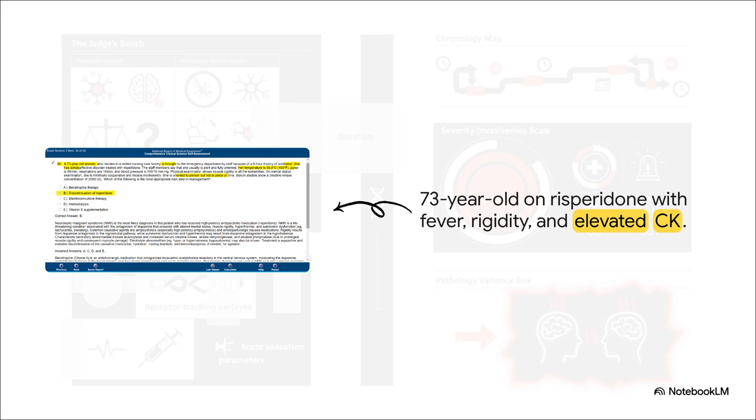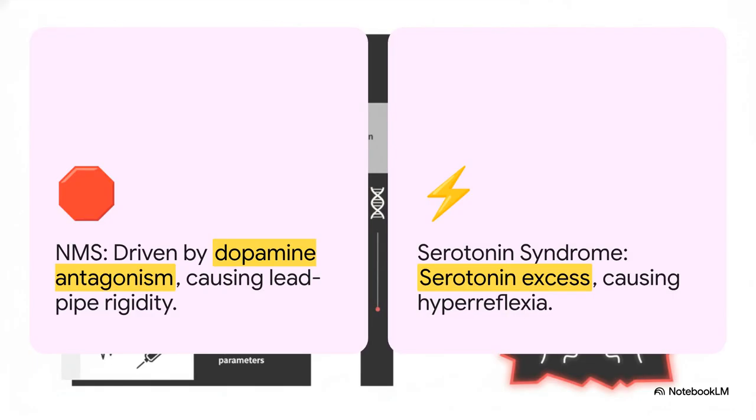The trap here is misidentifying the underlying receptor pathology when confronted with a high-potency antipsychotic toxidrome. Now, what's truly fascinating here is the reflex divide. Both conditions give you fever and altered mental status. But neuroleptic malignant syndrome, or NMS, is driven by central dopamine antagonism. That means it presents with diffuse, severe lead pipe muscle rigidity and hyporeflexia.